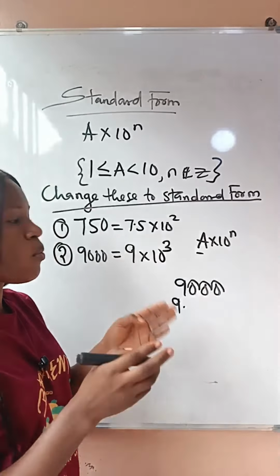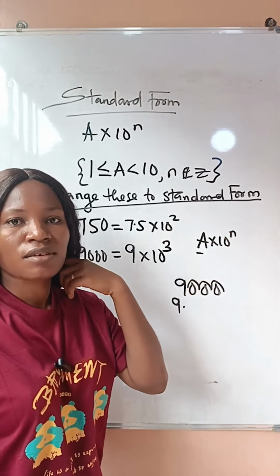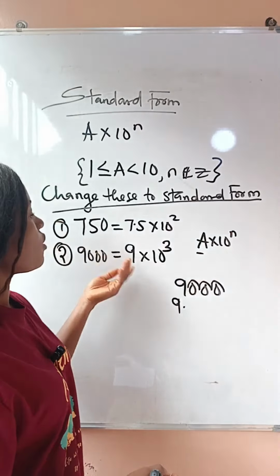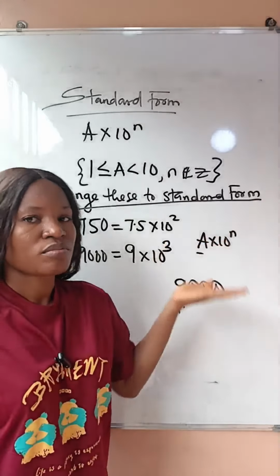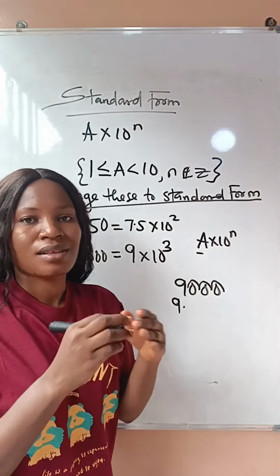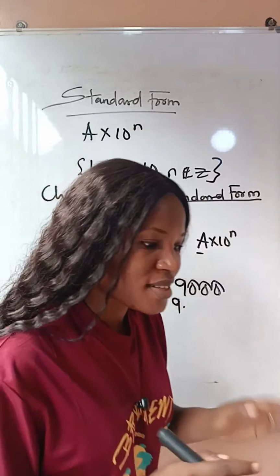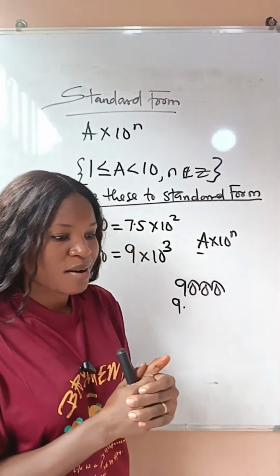Now, another way you can testify that your n is positive or negative is when you see a whole number, your n should be positive. Whenever you have negative n, it's always a decimal. Is that clear? Whenever you have negative n, it's always a decimal.